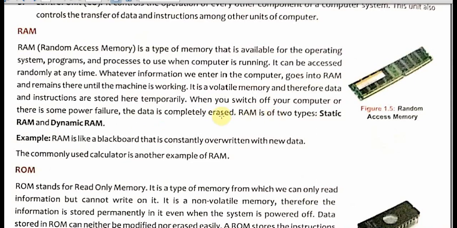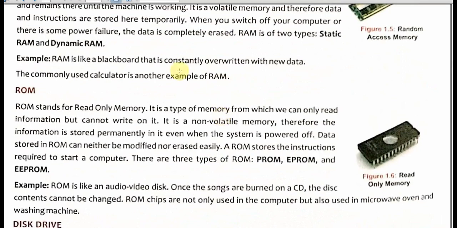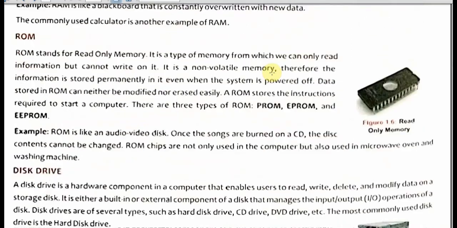RAM is of two types. First is static and second is dynamic. RAM is like a blackboard. It means that is constantly overwritten. It means in class we use blackboard for writing anything, and when students copy all the thing, we erase the blackboard and write new thing.